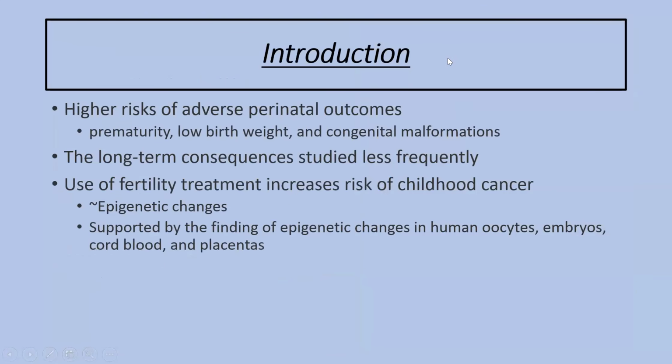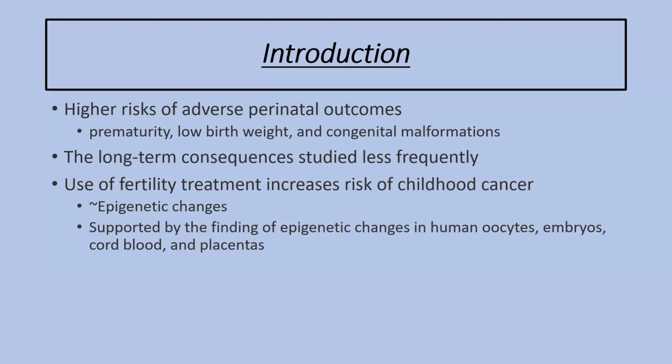So why was this study done? We know that there are certain risks that assisted reproductive technologies carry with them, and a higher risk of adverse perinatal outcomes is seen with it, like prematurity, low birth weight, and congenital malformations. However, the long-term consequences are studied very little. And it has been observed that the use of fertility treatment increases the risk of childhood cancer, possibly due to epigenetic changes. And this hypothesis is also supported by the finding of epigenetic changes in human oocytes, embryos, cord blood, and placentas.